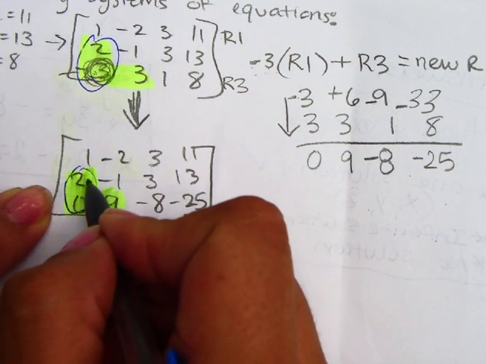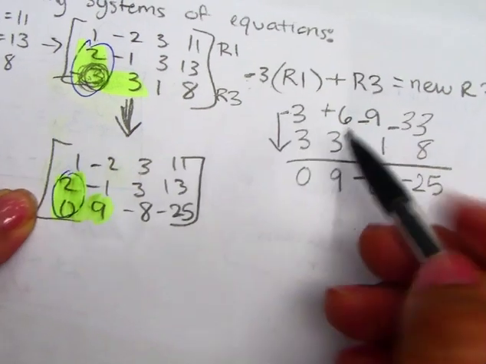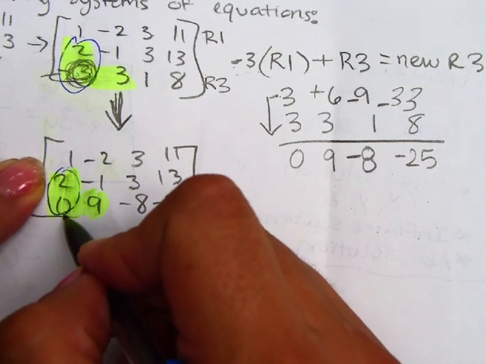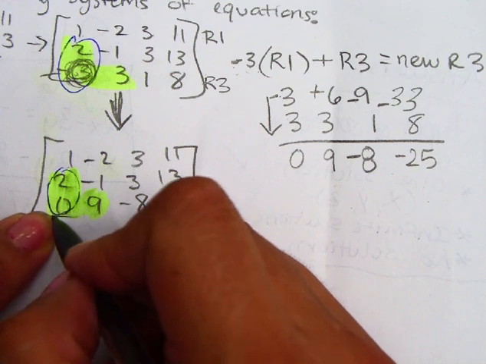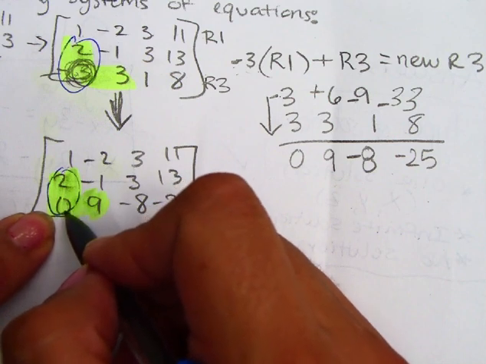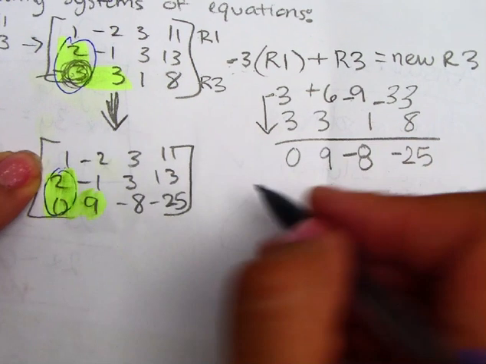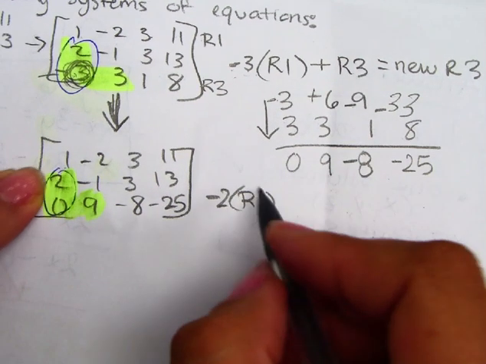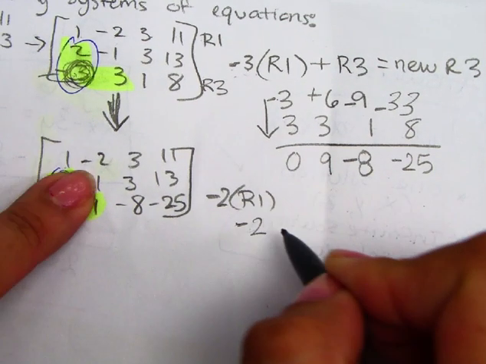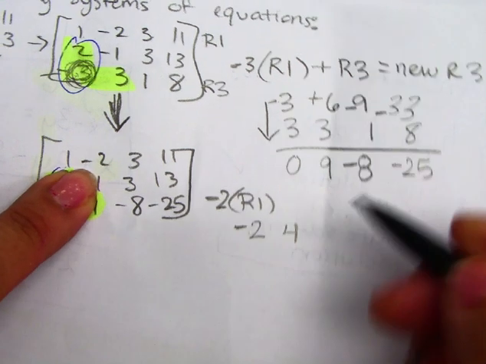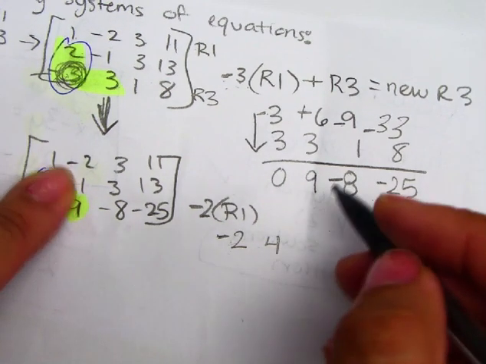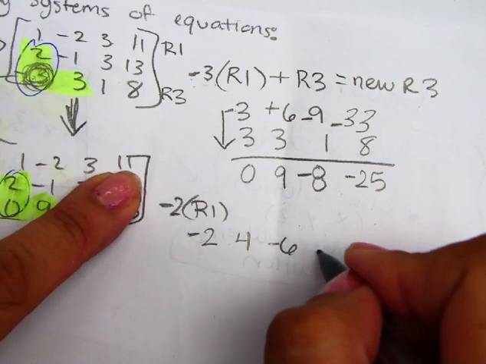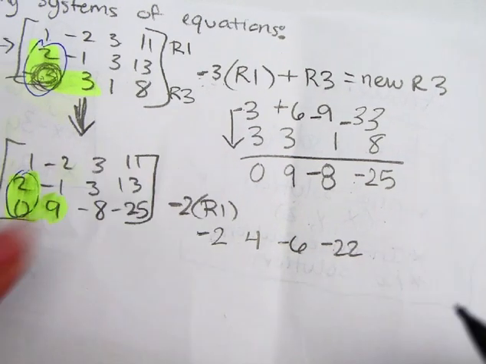So this 2 can become a 0 if I have negative 2. So I'm going to replicate the process, but now I'm going to multiply row 1 because we cannot use 0. 0 is not going to be able to multiply times anything to give you negative 2. So we're going to use 1, and we're going to do row 1 times negative 2. So negative 2 times 1 is negative 2. Negative 2 times negative 2 is positive 4. Negative 2 times 3 is negative 6. And negative 2 times 11 is negative 22.